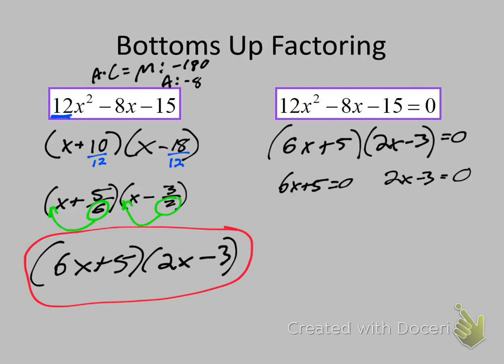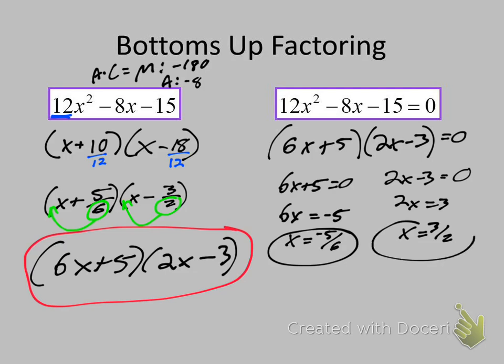So your first one here, we're going to subtract 5. So 6x equals negative 5. Divide by 6. X equals negative 5 sixths. The second one, add 3. 2x equals 3. Divide by 2. X equals 3 halves. And there's your two answers.